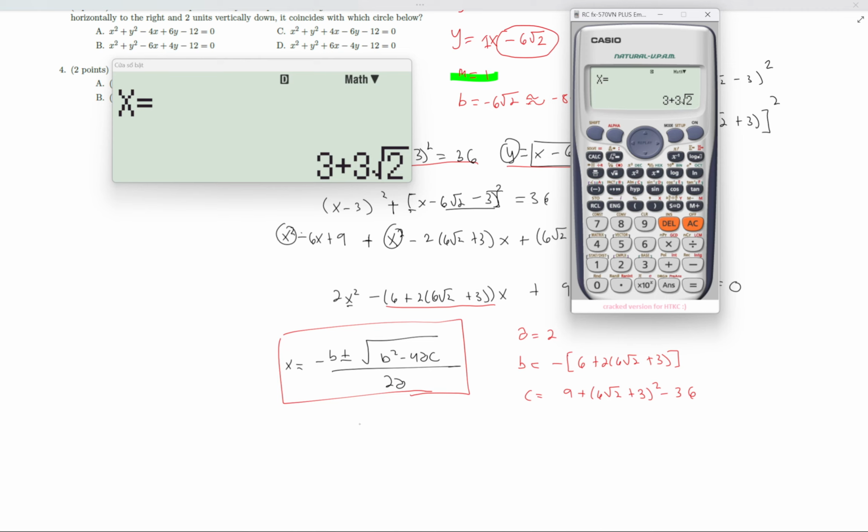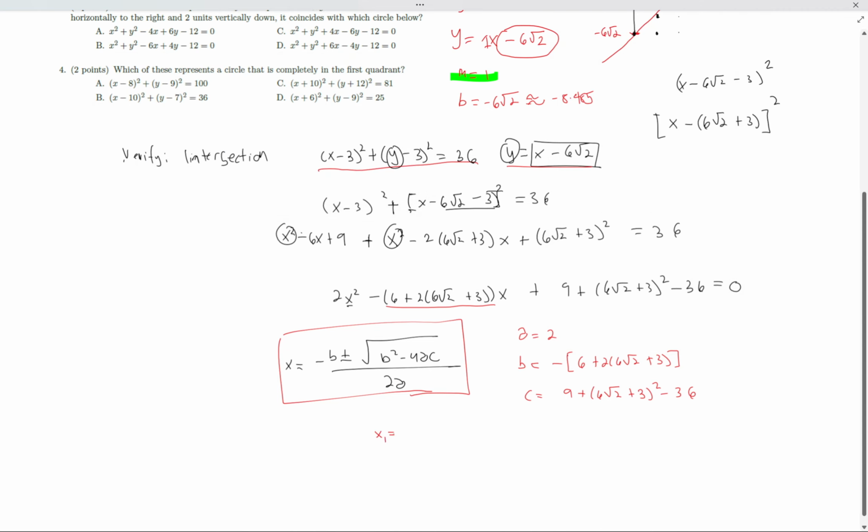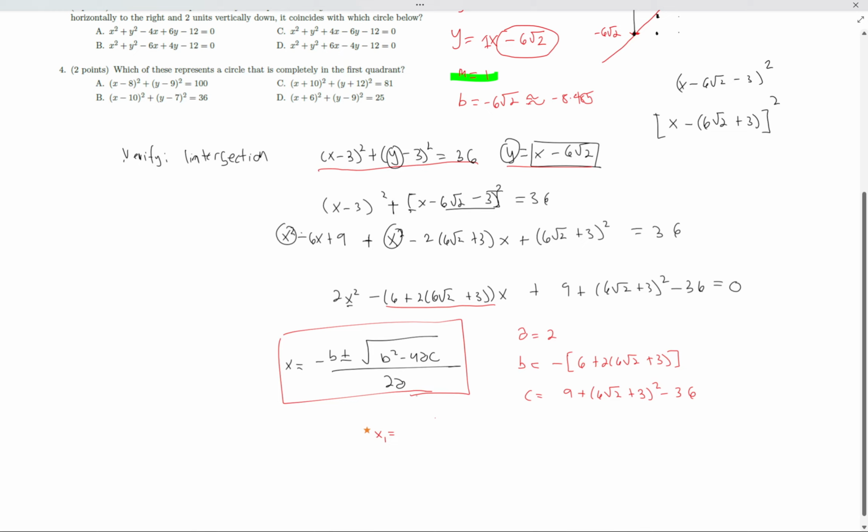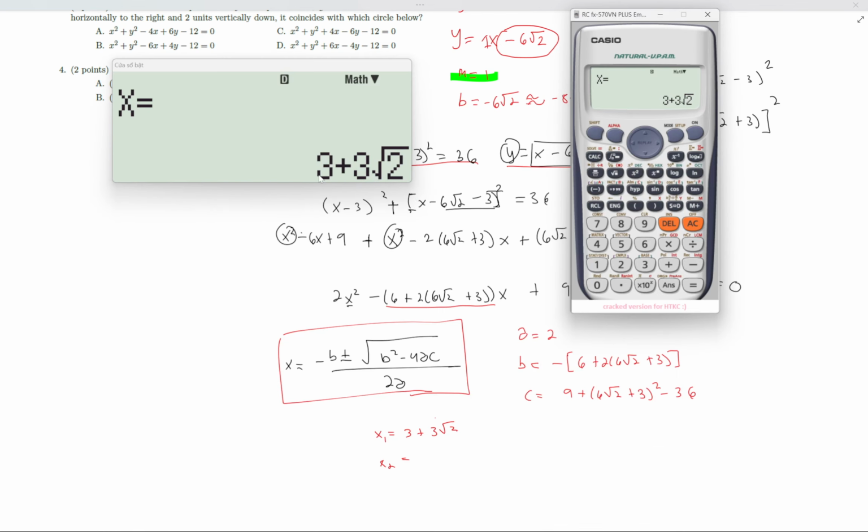So let's write here x1, the first root. Let me grab the calculator again. It is 3 plus 3 square root of 2. Now for the second case, let me grab the calculator again and then press the equal sign twice. Okay, so as you can see here, it doesn't return any further values anymore. So it means that the two roots are equal.